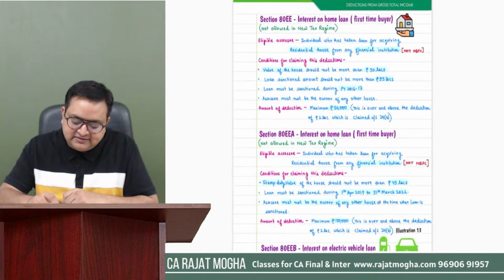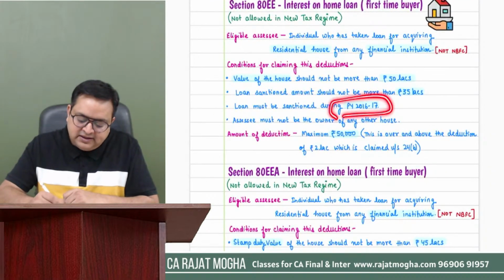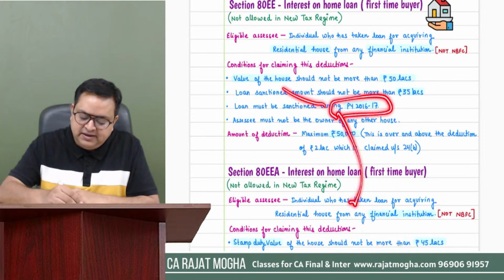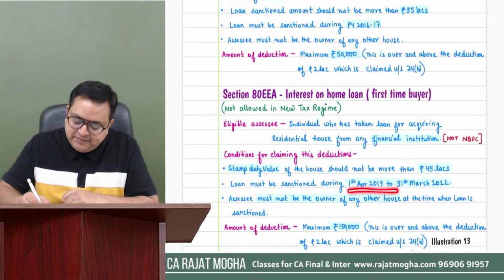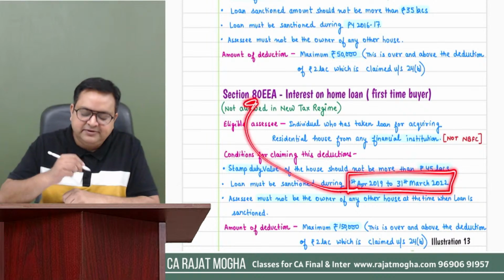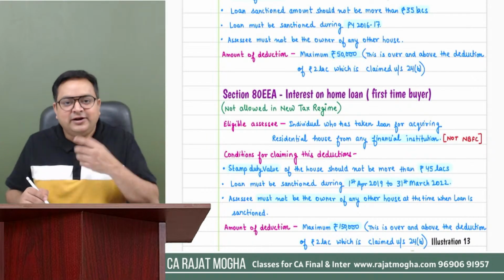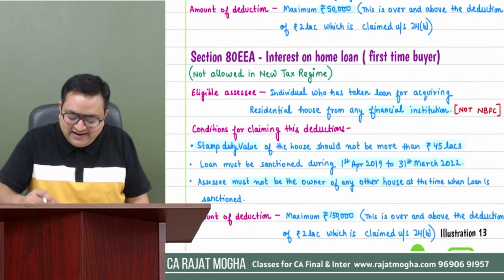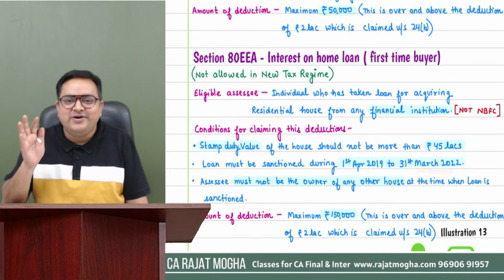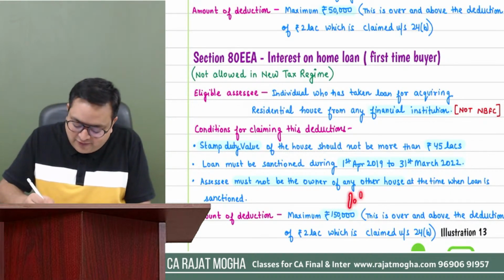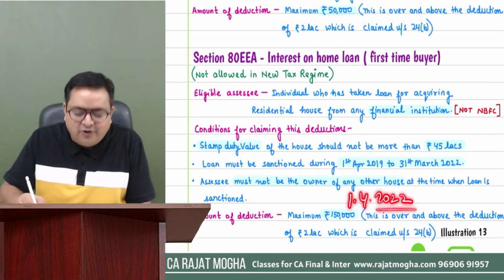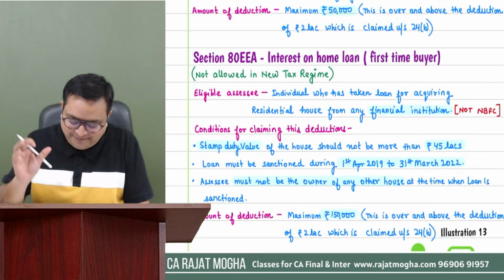If the assessee has taken a loan in the earlier period, he can be in 80EE. If the assessee has taken a loan in this later period, then that person can come in 80EEA. And what about, sir, if the assessee has taken a loan after this date? There is no deduction in any of the sections, right? So if the assessee has taken a loan from 1st April 2022 and onwards, there is no such deduction right now, right?